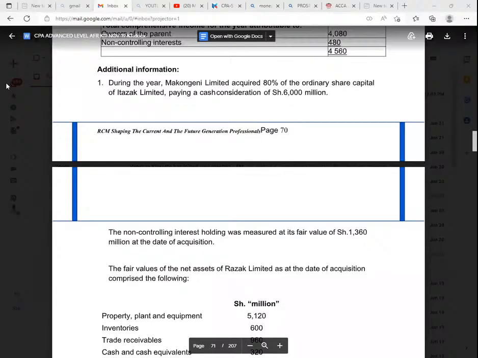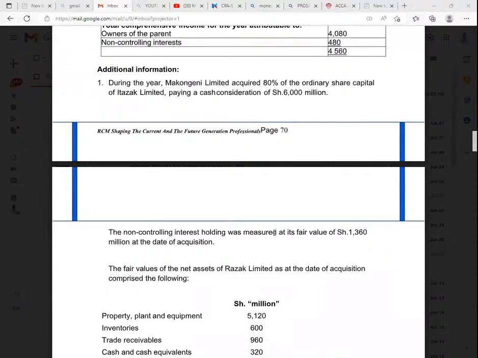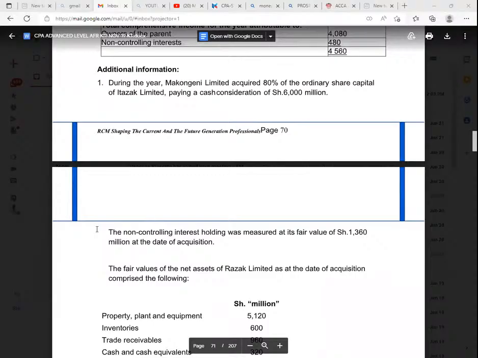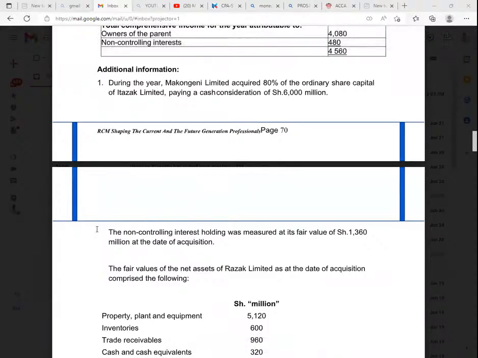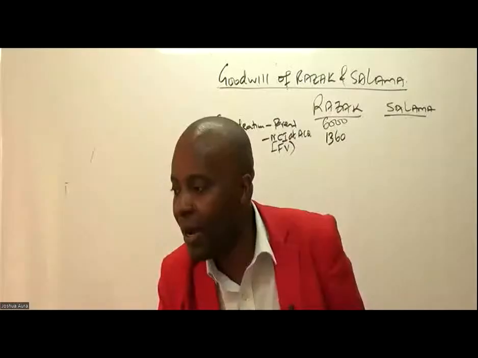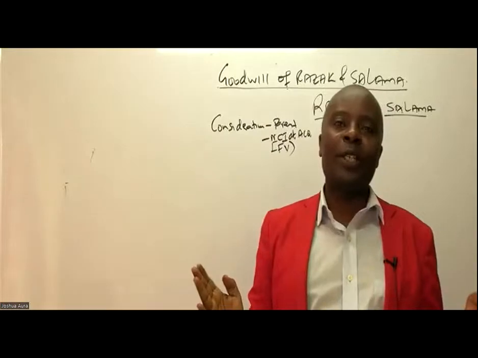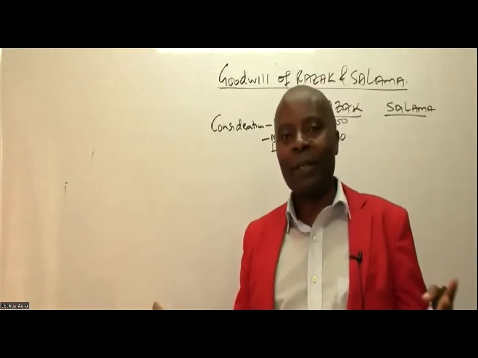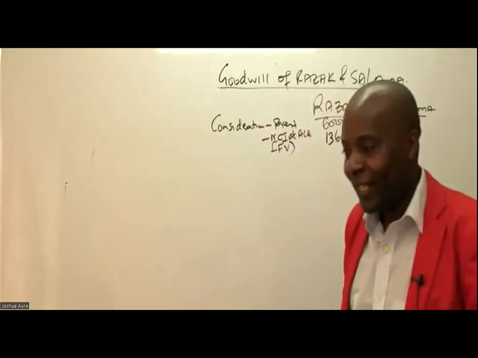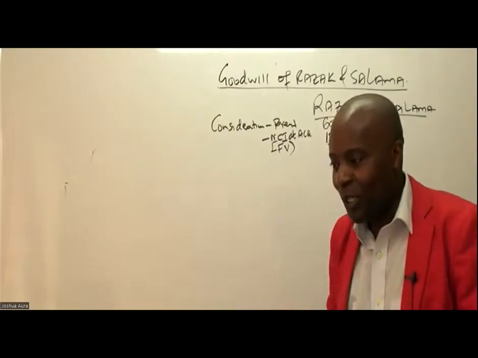And then we have the NCI down here. The NCI holding was measured at its fair value of 1360 at the date of acquisition. So 1360. Thank you so much. So I've been able to take care of the consideration. Those two I'm supposed to add, and then I'm supposed to come down here and subtract what? Could you kindly tell me what I'm supposed to subtract down here?